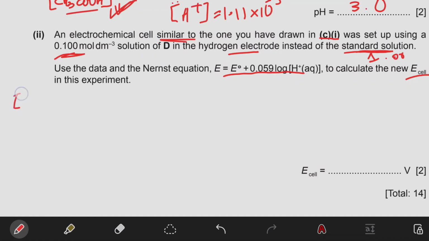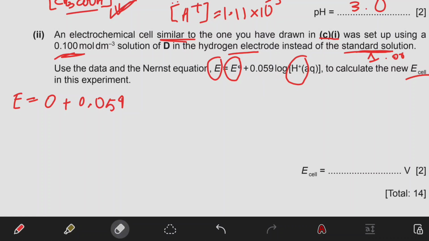So we have to find out this E right here, and this is the electrode potential in the standard conditions, and that would be 0, because we know that for hydrogen the standard electrode potential is 0. So 0 plus 0.059. Now how do we find out this H+ concentration? Do not mistake that this is actually the H+ concentration. No, it's not. You have to find it out.